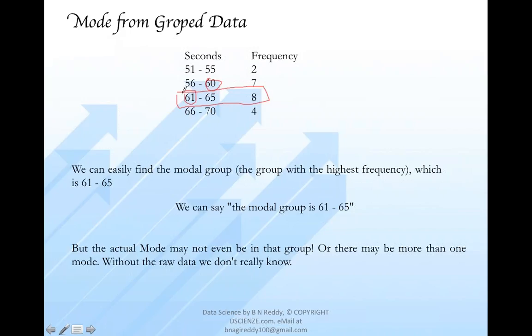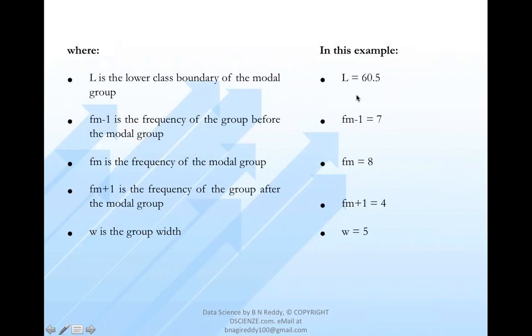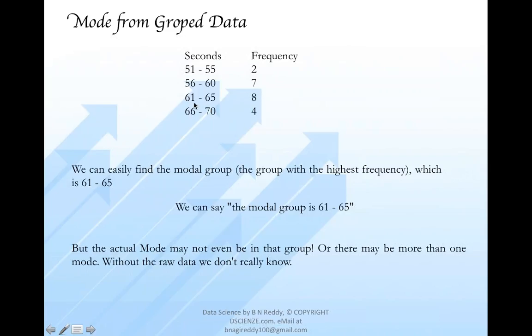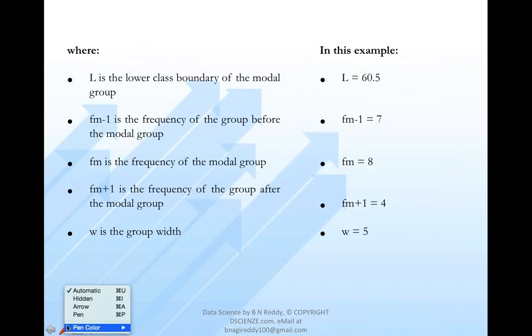But here, overall, we are calculating the seconds. That's why we are not taking off these values, but we call it the lower bound value. 60.5 is what we call the lower class boundary of the modal group, because we are assuming this one is the modal group. Got it. So now, F minus 1 is the frequency of the group before the modal group. The modal group is this one. We have 8 frequency. The frequency of the group before the modal group is going to be 7. And then F plus 1 is the frequency of the group after the modal group. And the width is 5.